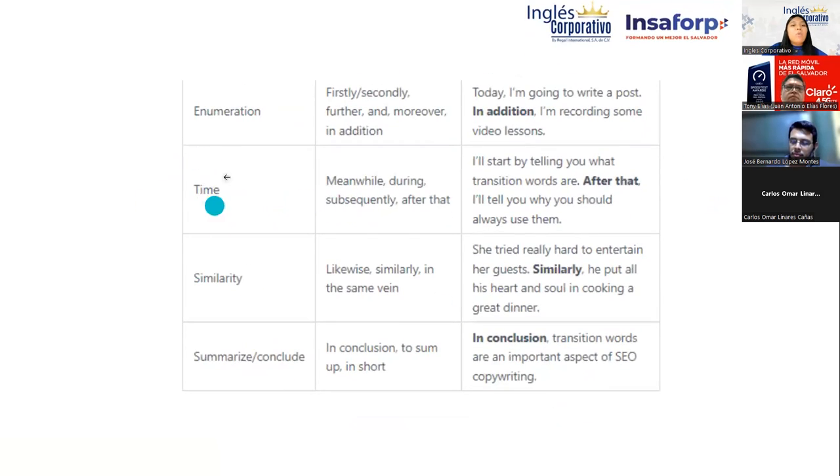Then we also have the ones, the transition words for time. Meanwhile, what is the meaning? Mientras tanto. Mientras tanto, right? This is a transition word. During, subsequently, after that, you know what that is, right? So I'll start by telling you what transition words are. After that, I'll tell you why you should always use them.